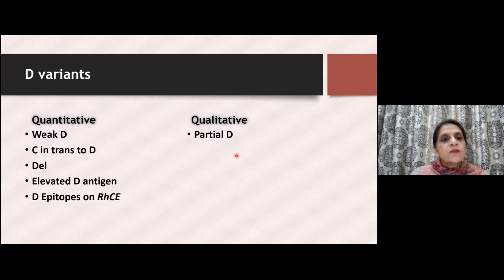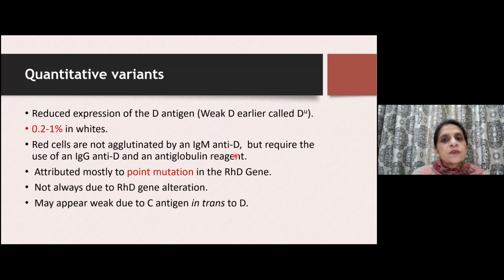If we come to the quantitative variants, there is reduced expression of D antigen in these variants. Now most of these variants are called weak D. Earlier, they were known as Du. The prevalence is 0.2 to 1% in whites. A similar prevalence has been reported in Indians also, but it is less than 1%. The red cells are not agglutinated by an IgM anti-D, but they require the use of an IgG anti-D along with an IgM, and an antiglobulin reagent is also needed to take the test to the indirect antiglobulin phase.